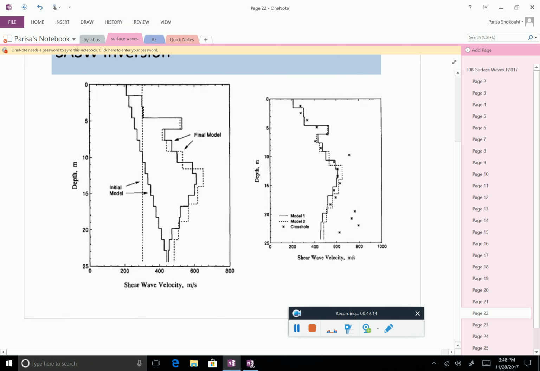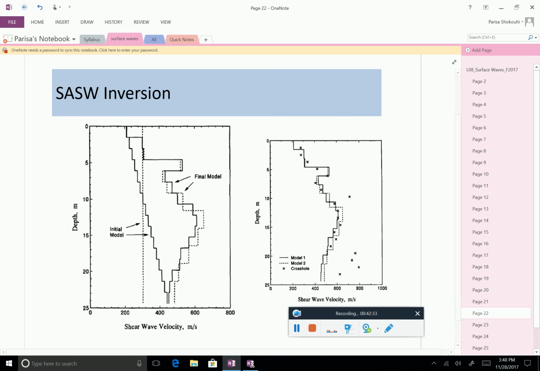And this is the process of inversion again. So basically you have the model, and then you have the other model, and then you compare them, and finally you get the final model. I don't know what else to say here. This SASW stands for Spectral Analysis of Surface Waves. Something to know. Any questions?